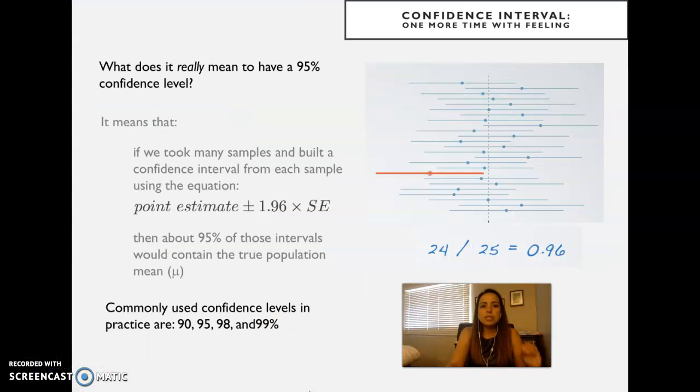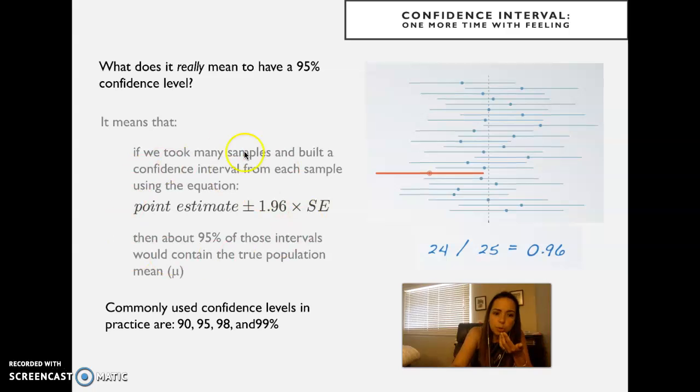So what does the confidence interval really mean? What does it really mean to have a 95% confidence level? I've been repeating this multiple times, but I want to illustrate. It means that if we took multiple samples and built confidence intervals for each sample using the equation, estimate, say the mean, plus or minus 1.96 times standard error. Remember, 1.96 is the critical z value that embraces 95% of the distribution.